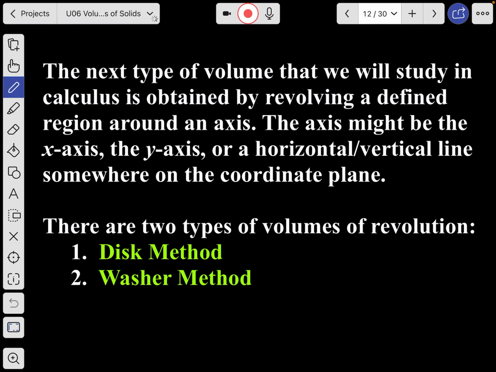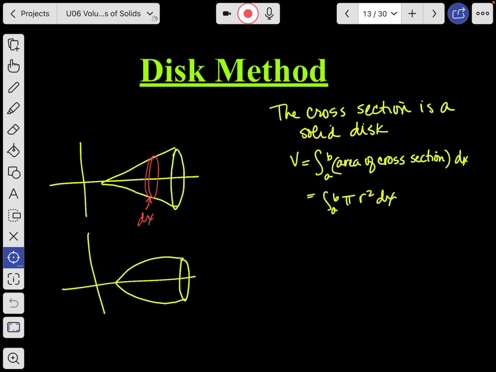In this video, let's take a look at solids of revolution. The next type of volume we'll study in calculus is obtained by revolving a defined region around an axis. The axis might be the x-axis, the y-axis, or a horizontal or vertical line somewhere in the coordinate plane. There are two types of volumes of revolution. One uses the disk method and the other is the washer method. Let's take a look at both.